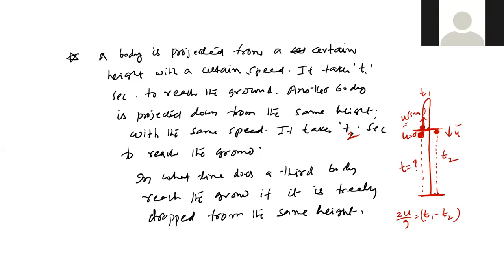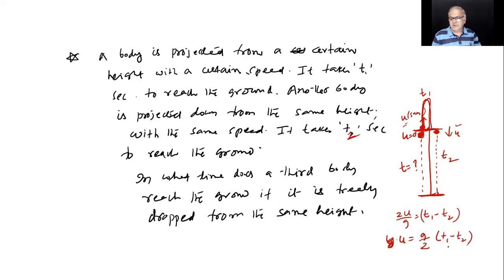Tell me. T1 full, T2 here. T2 is the time actually for the second body, but that's also equal to the time of the first body, because the first body will have the same u while coming down as the second one, isn't it? Because it was projected with u up, while coming down the same u will be there. So the first body takes T2 here. From here to here, it takes how much? T1 minus T2. So u equals what? u equals g by 2 into T1 minus T2.